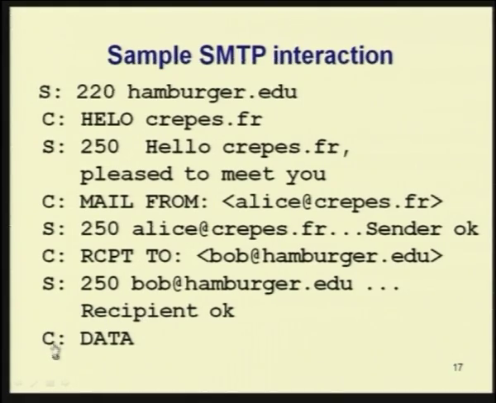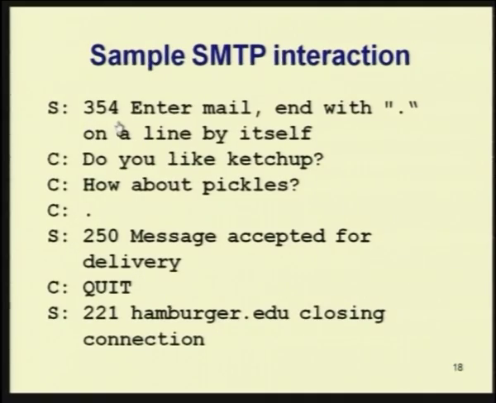Now the client follows it up with the actual data that needs to be sent. So it has a data phrase which it sends, which is followed by the actual data. The moment the client says that data is to be sent, the server accepts that it's willing to receive the data by sending a number called 354, and says enter mail, end with a dot on a line by itself. So it indicates that a dot on a line by itself will be used to end the message.